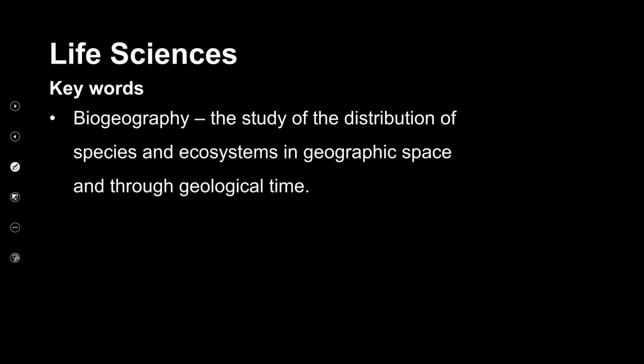All right, and then another key word that we need to have a look at today is biogeography. If we break this word up into two parts, the first part is bio, which means living, and the second part, geography, means the earth or part of the earth. So when we look at this term, we look at the distribution of species and ecosystems in geographic space and through geographical time. In other words, we look at how the continents were arranged at various times and why organisms might be similar. Today, we find organisms that are similar but are actually thousands of kilometers apart.